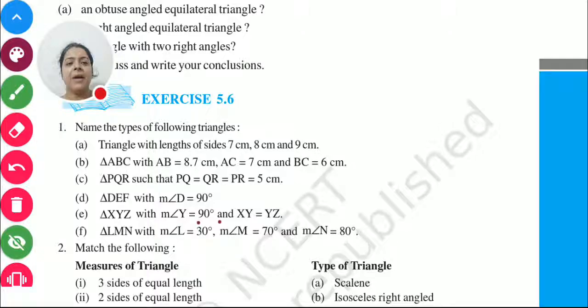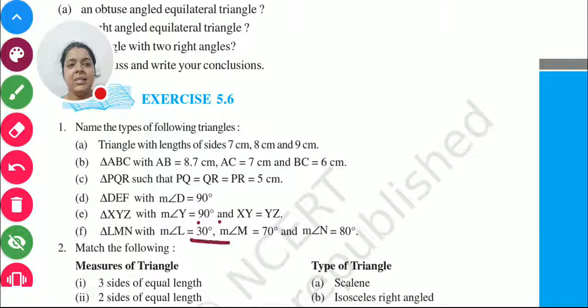Now you just see the next one. In this one you can find one angle is given, angle Y is given, and it is 90 degree, and the rest of them are equal. Doesn't matter. If we find that it is having one right angle, so undoubtedly what will it be? One right angle is there, means it is a right angled triangle. Now we'll go for the last one.